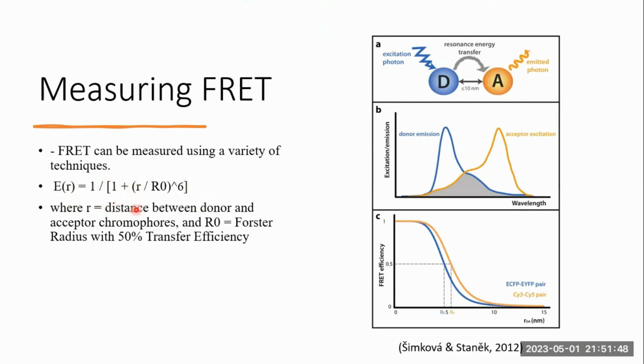1 divided by 1 plus (R over R0) to the sixth power, where R stands for the distance between the molecules, and R0 stands for the Förster radius, at which 50% efficiency of transfer occurs. Now, like we said, there's an inverse relationship. As R increases, the E decreases. And as E increases, the R decreases.